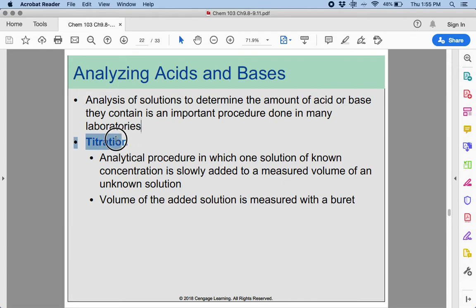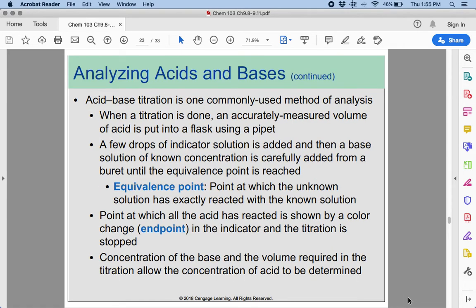Now, I'm hopeful that we will be doing a virtual titration lab in a few weeks, so you will have some experience to play around with doing a titration. So we aren't going to get into too much detail today, just to give you the concept that this is a way in which we determine the concentrations or the molarities of unknown acids or bases.